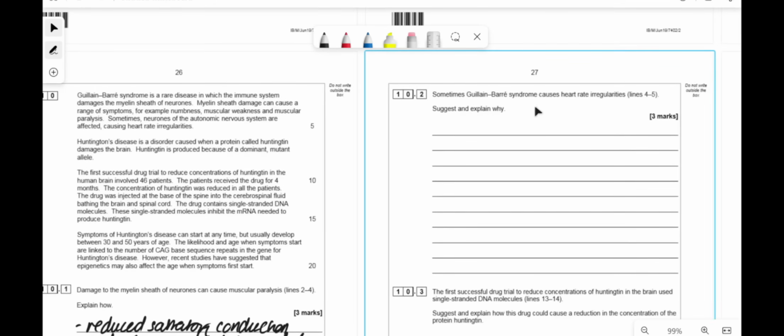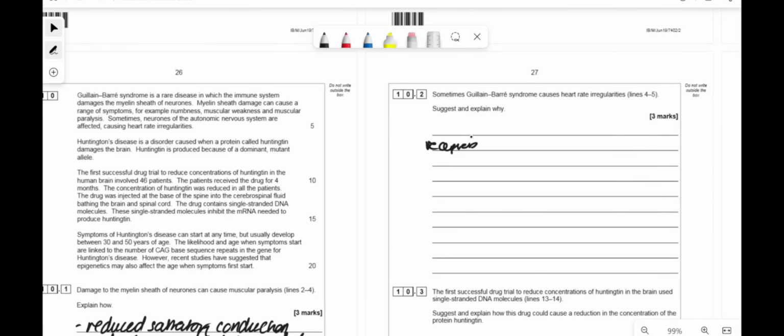Okay, so sometimes Guillain-Barré syndrome can cause heart rate irregularities. Suggest and explain why. You need to think about how the heart rate is controlled. The heart rate is controlled by parasympathetic and sympathetic neurons. Just as a recap, you've got receptors like chemoreceptors, baroreceptors, whatever. They pick up a stimulus and send a signal to the medulla. The medulla then sends signals via the parasympathetic nervous system or the sympathetic nervous system, depending on which one, to the SAN in the heart and alters its firing rate.